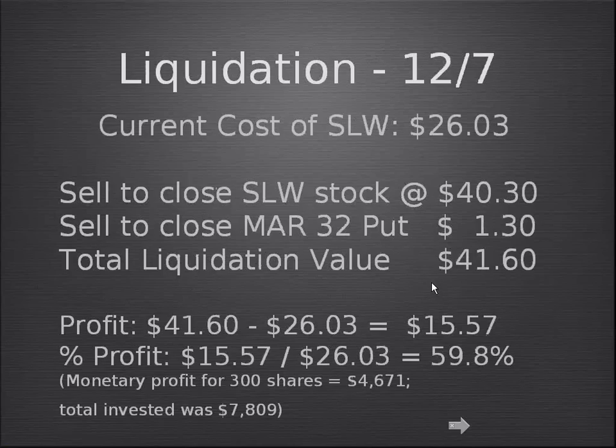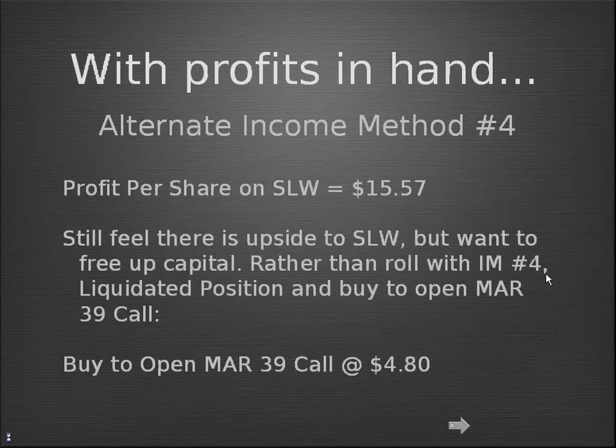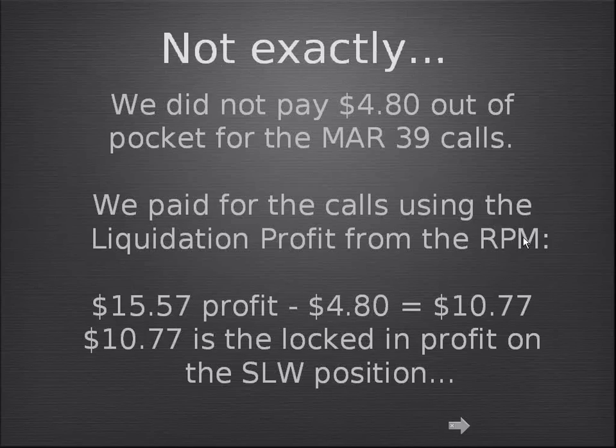Now what we ended up doing is we ended up doing an alternative income method number 4 that I'm not going to go into right now. But when we closed the position on 12/7, we received $40.30 for the stock. Our March 32 put still had $1.30 left of time premium, so we took in $41.60.